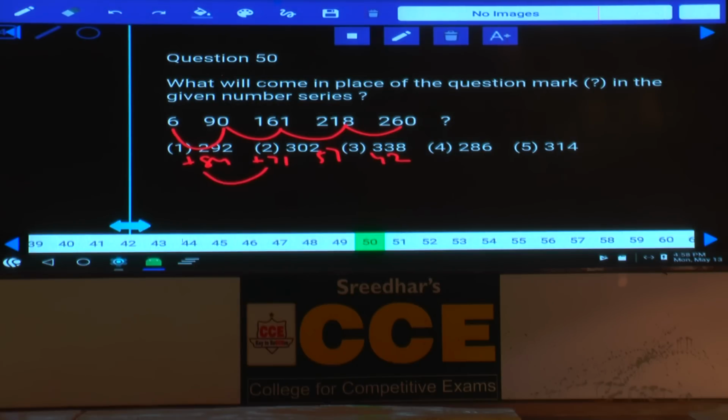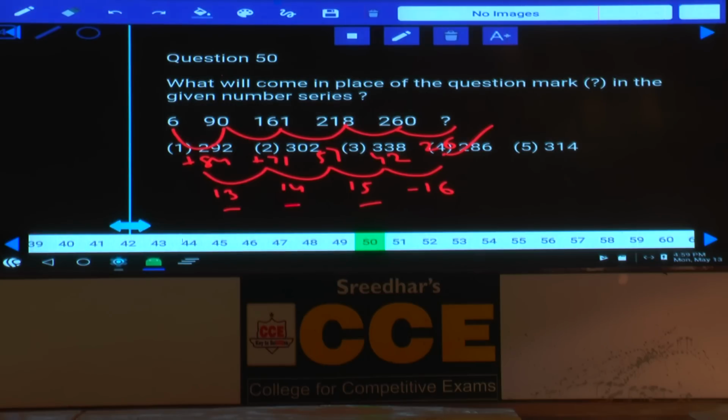Now among these differences, if you observe here, 42 and 57, tell me what is the difference? 15. And 57 and 71, the difference is 14. 71 and 84, the difference is 13. 13, 14, 15, and the next one is so much? Next one is 16. Now this 16 must be added or subtracted? Subtracted. 42 minus 16. What is 42 minus 16? 26. And this 26 must be added or subtracted here. Now added. And 260 plus 26, 286, that is choice 4.